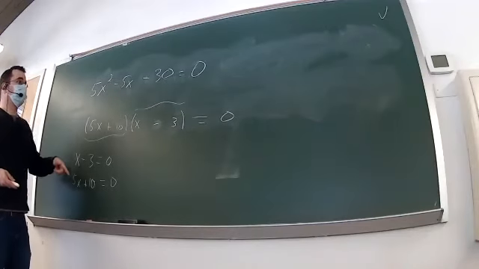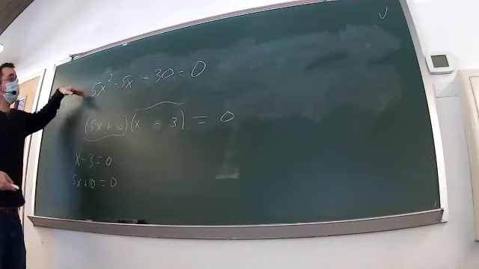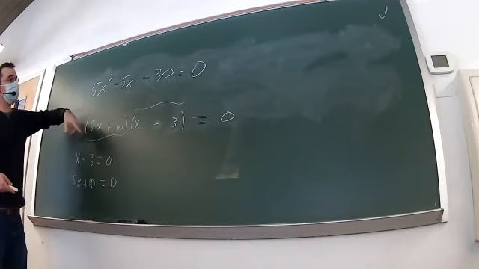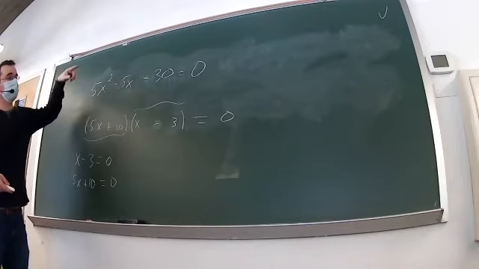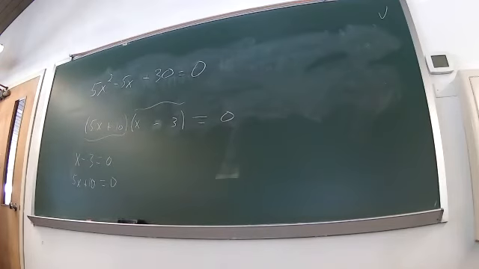Let me address that question. So the question was, if you divide through by 5 first and then solve for x, and then multiply by 5 again, then you'll get an answer that's not quite right. So let me discuss that.